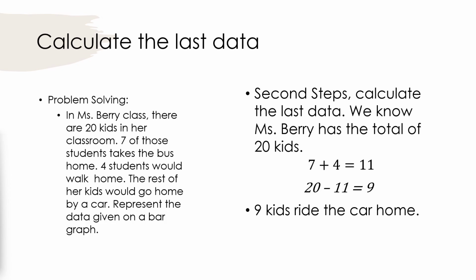Second step, we need to calculate the last data. We know Ms. Berry has a total of 20 kids. 7 plus 4 is equal to 11. 20 minus 11 is equal to 9. Therefore, 9 kids rode the car home.